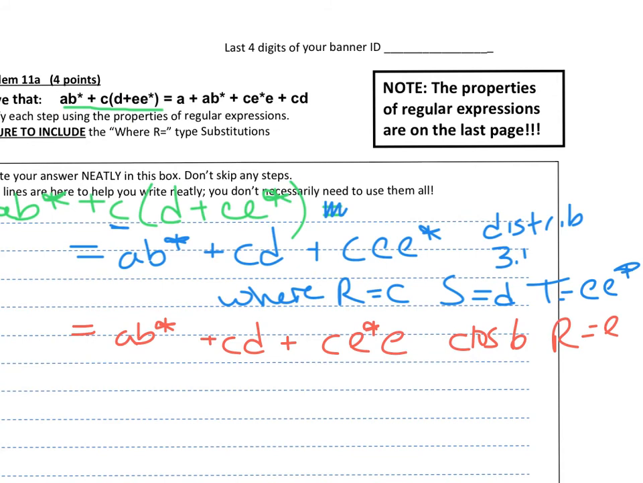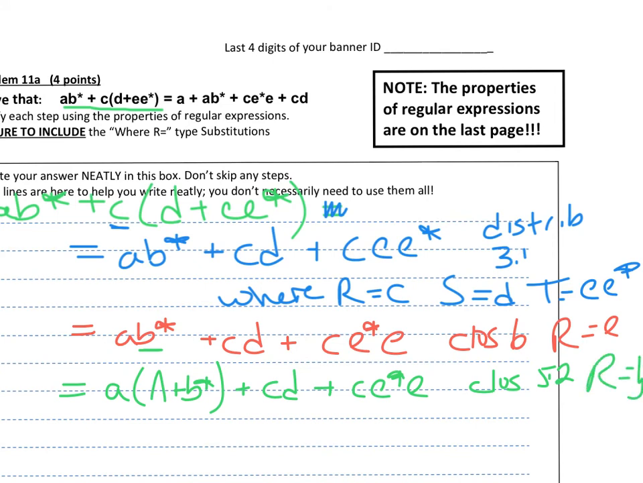If you look at the rule for closure 6, R is just E. So let's go back to the green pen. And now what I'm going to do is I'm going to use closure 5.2 to turn this B star into lambda plus B star. So I'm going to say that equals A times lambda plus B star plus CD plus CE star E. And that was by closure 5.2, where R is equal to B. Again, R is just B.